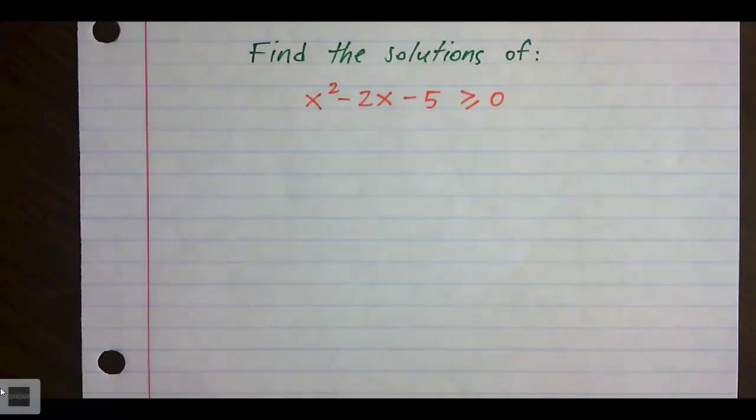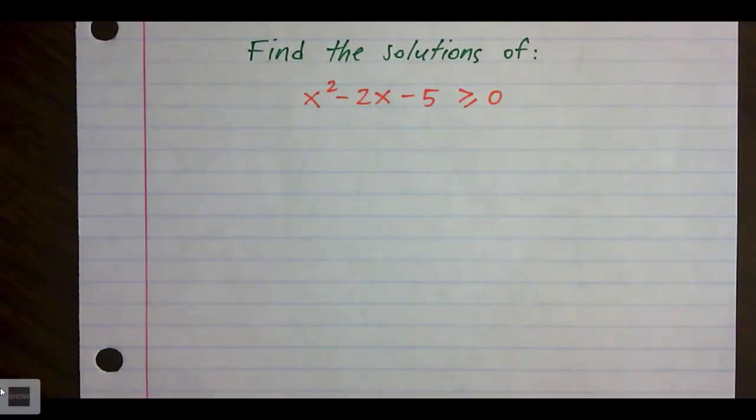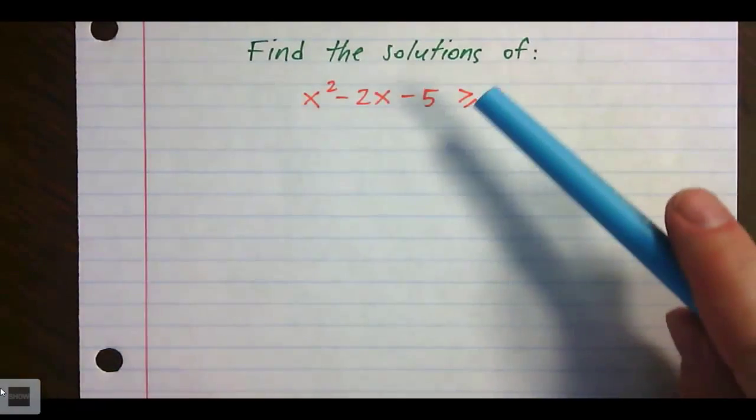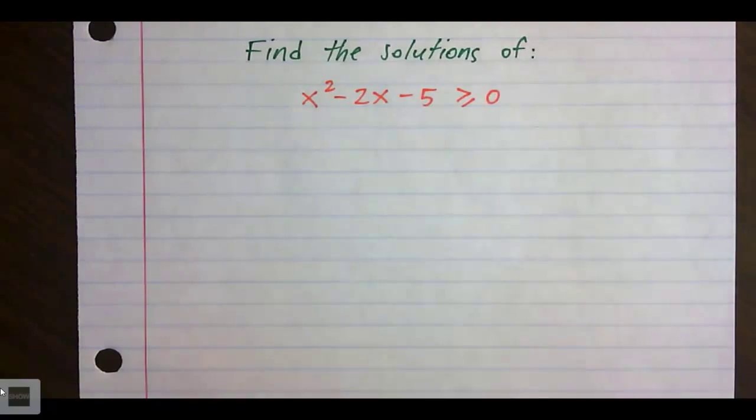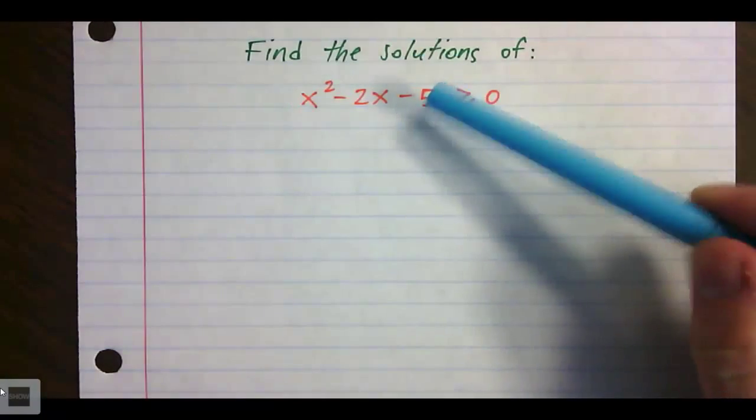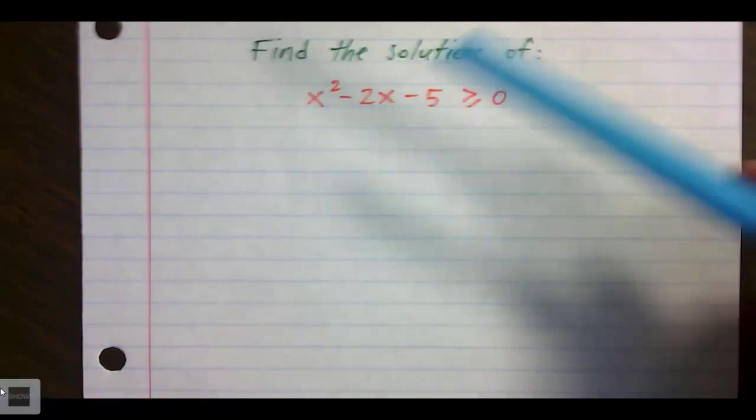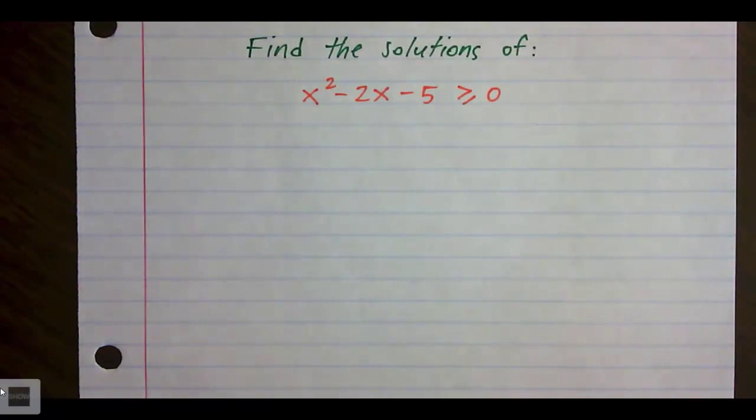All right guys, we got problem number 2 here. It says find the solutions of, here it is again, x squared minus 2x minus 5. This time I have a greater than or equal to 0 in this case. So I would try to factor this problem, but there's nothing that multiplies to give me negative 5 that gives me negative 2, so that means I have to do something else.